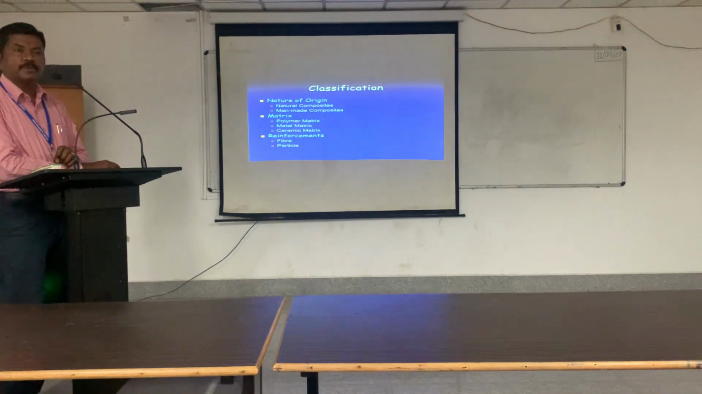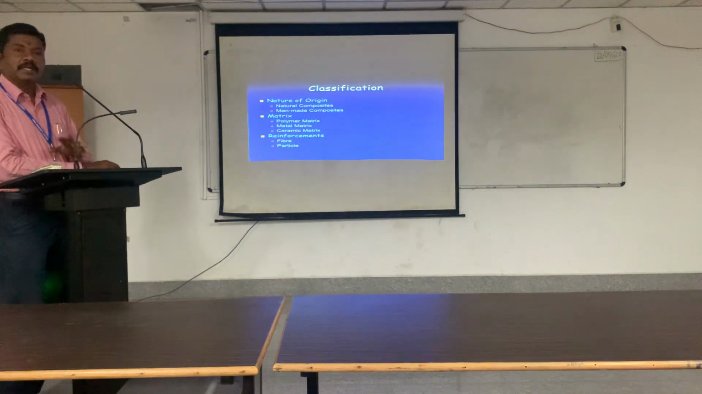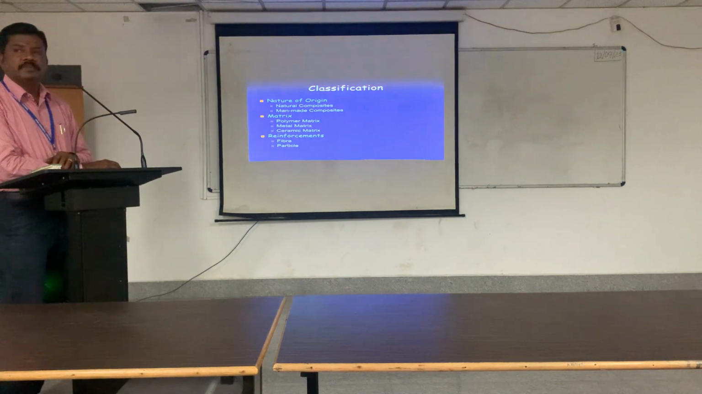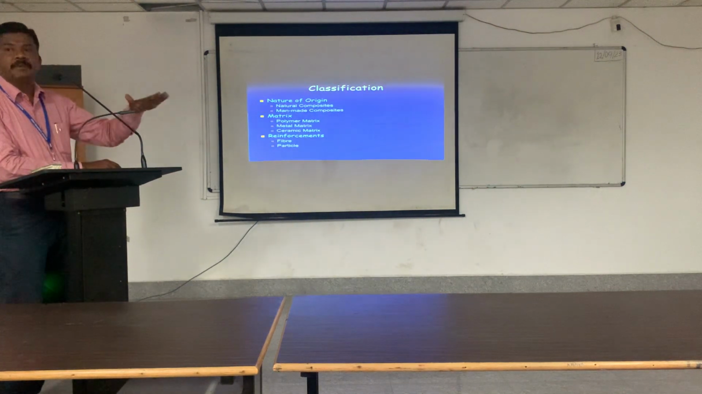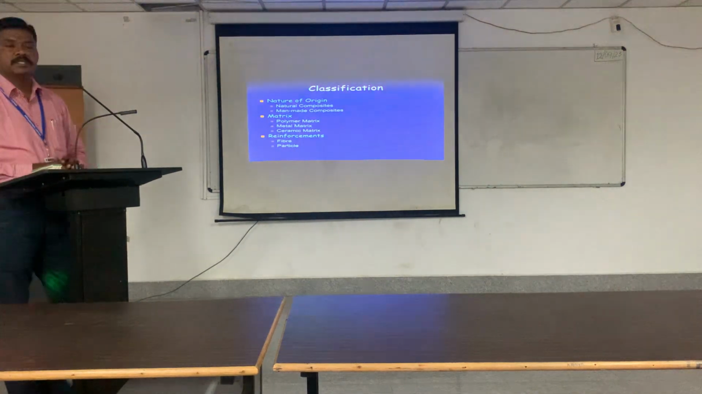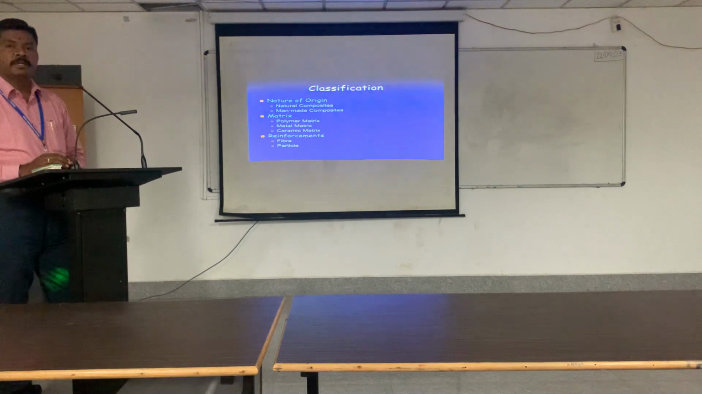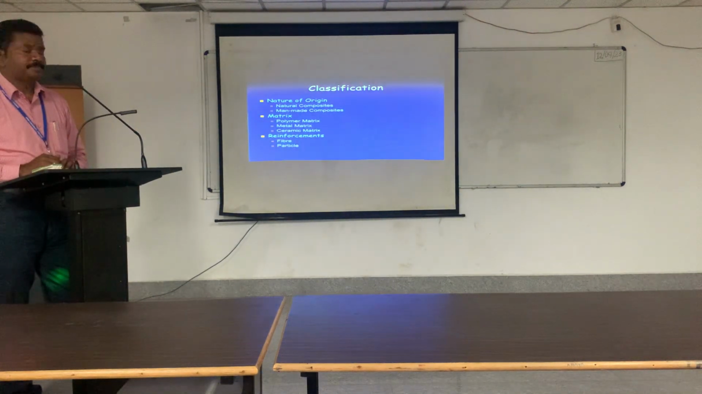This is based on the reinforcement nature or dimension. If the reinforcements are in the form of fibers, that is called fibrous composites. If the reinforcements are in the form of particles, that is called particulate composites. If the reinforcements are in the form of laminates, the example we quoted is plywood. Plywood is a laminated composite where many small-thickness sheets are stacked to get the required thickness. An example of a particulate composite is reinforced cement concrete.